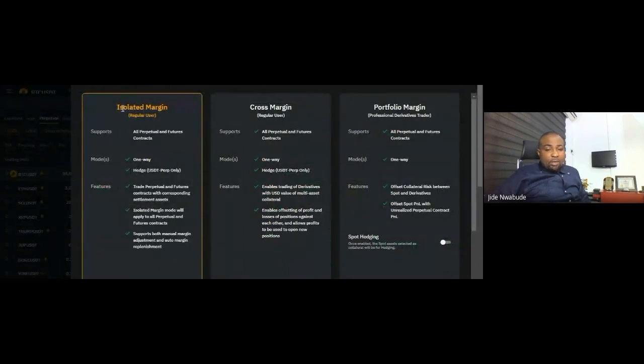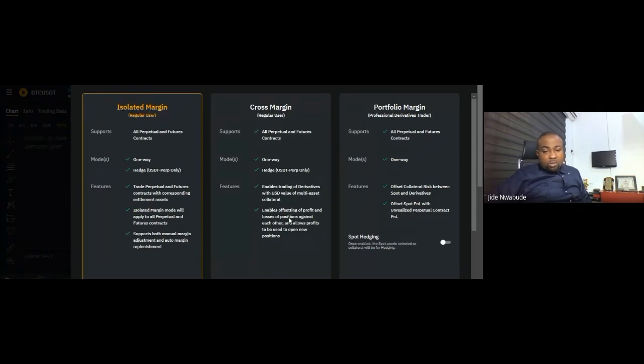You have isolated margin and you have cross margin. All perpetual and futures trading supports this. Here is one-way mode as well. Hedge, you can hedge using USDT. The perpetual and futures contracts with corresponding settlement assets. Here, enable trading of derivatives with USD value of multi-assets. Isolated margin mode will apply to all perpetual and futures contracts, and so on.